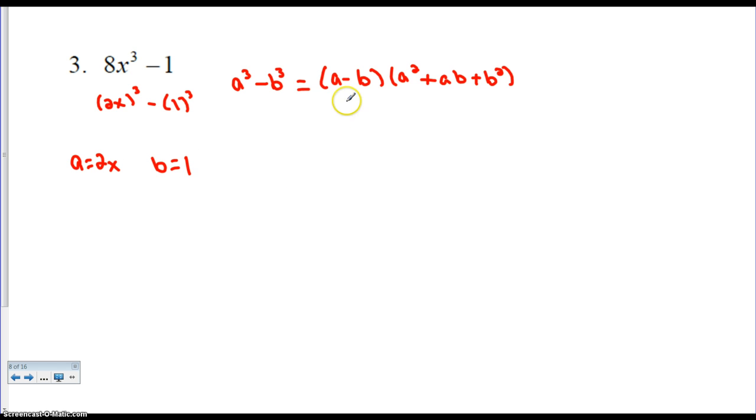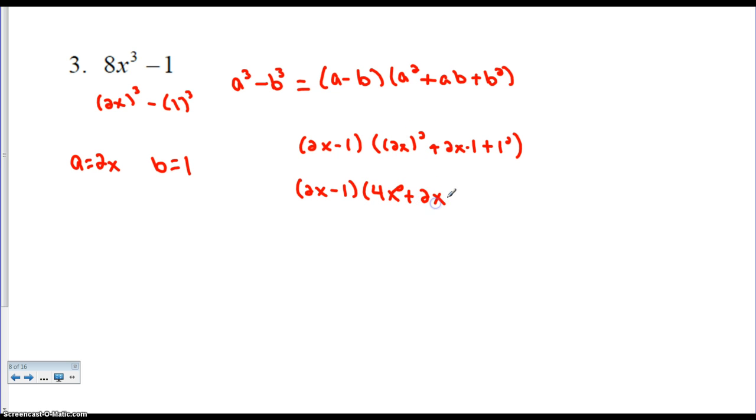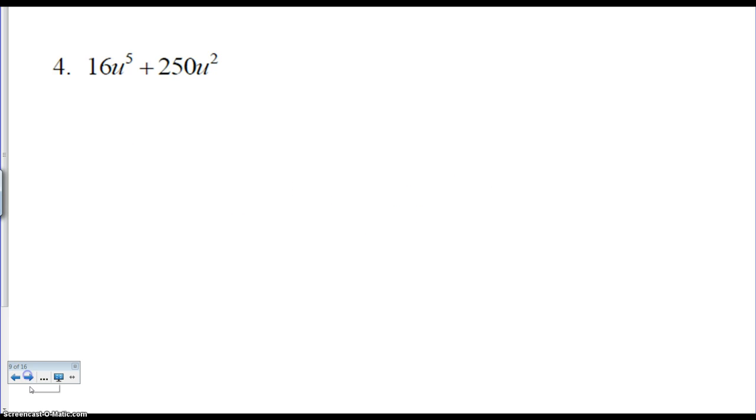Okay, I'm going to plug it into this basic form again. So I will have 2x minus 1, and then it's 2x squared plus 2x times 1 plus 1 squared. So that gets me 2x minus 1 times 4x squared, because 2 squared is 4x squared, plus 2x plus 1. If I were to multiply this out, I would get that quantity. Let's look at another one that's slightly more complicated.